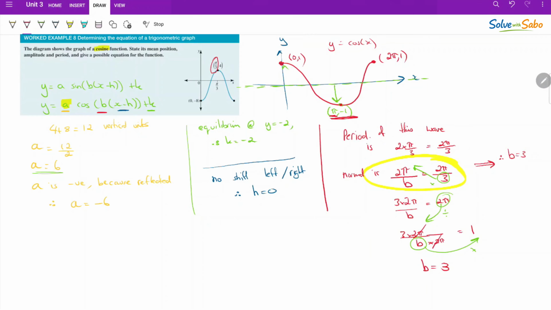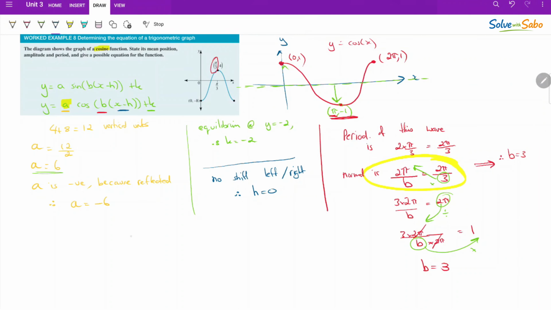Now, what we've done is we've used all the different features of this wave: the amplitude to get our A, the fact that it's mirror imaged to get the negative or positive value on the A. We've used our equilibrium point to get our K. We've used where the maximum sits to get our H. And then we've used the period of our wave to get our B.